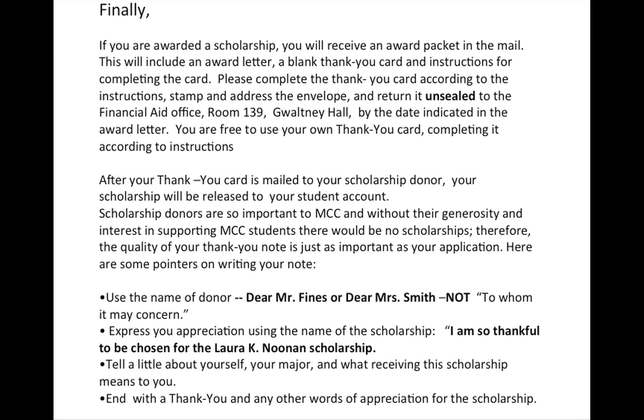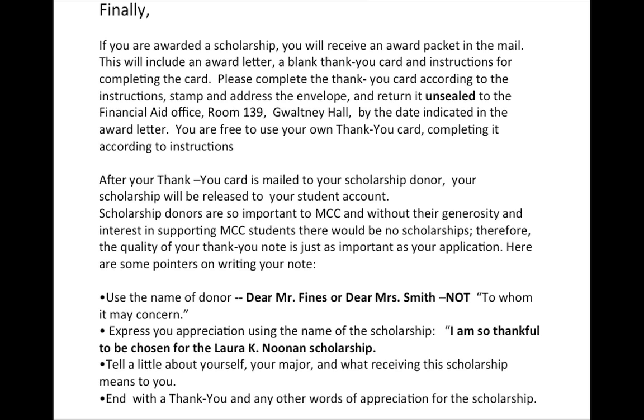When you write your thank you note, put the name of the donor on it. Don't just say "to whom it may concern," but "Dear Mr. Smith," "Dear Mrs. Jones," whatever the name is on your award letter. Tell a little bit about yourself. Tell them why it's so important for you to have the scholarship and how grateful you are for receiving it. And just show your appreciation in this.